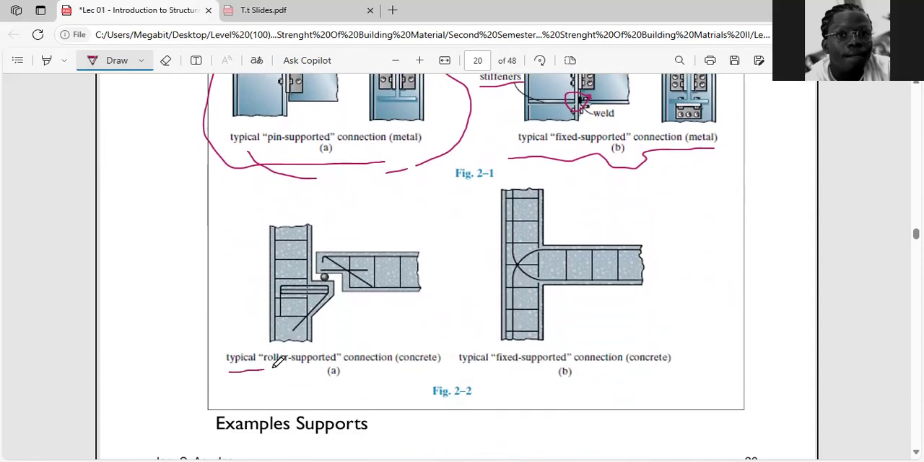This is a typical roller supported connection concrete. So you can see that under the beam, a small ball has been placed over there, and the small ball is a roller support. And we said the roller support has one reaction, and the name for the reaction is what? Ry. Why is it Ry? Because it is moving towards the north direction. Thank you. This is also a typical fixed support connection concrete.